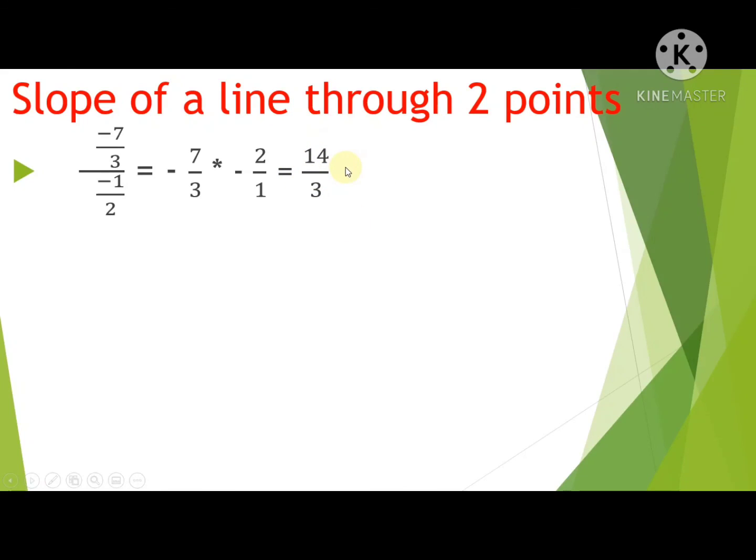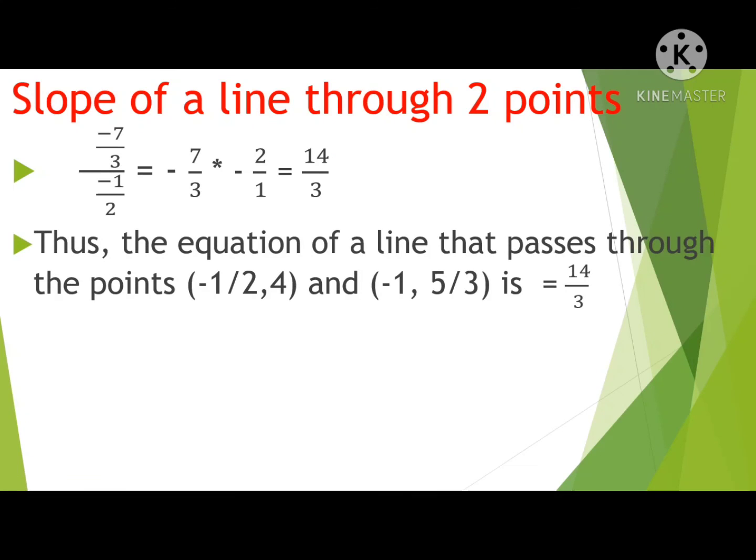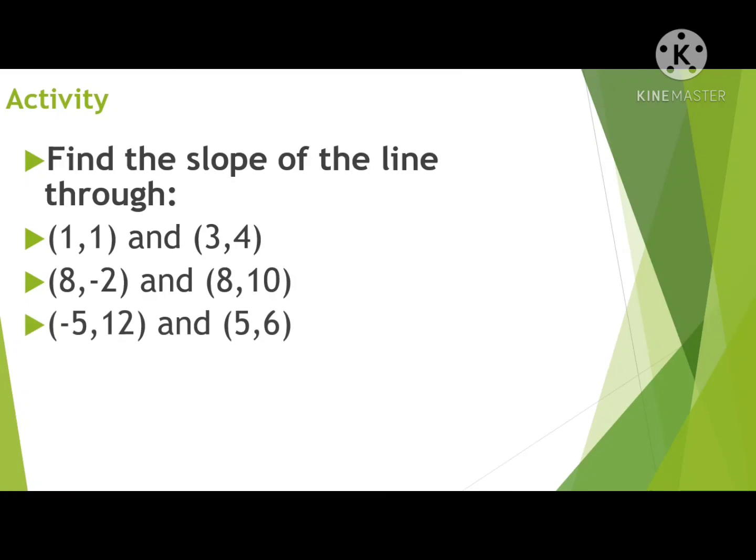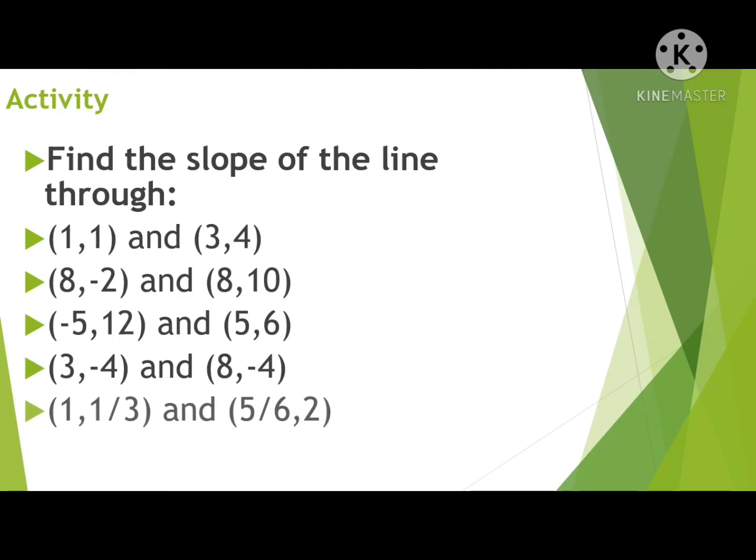So, that's all for your activity. So, the slope of the line that passes through the points negative 1/2, 4, and negative 1, 5 over 3 is 14 over 3. For your activity, I want you to find the slope of the line through 1, 1, and 3, 4. Number 2, 8, negative 2, and 8, 10. Negative 5, 12, and 5, 6. 3, negative 4, and 8, negative 4.